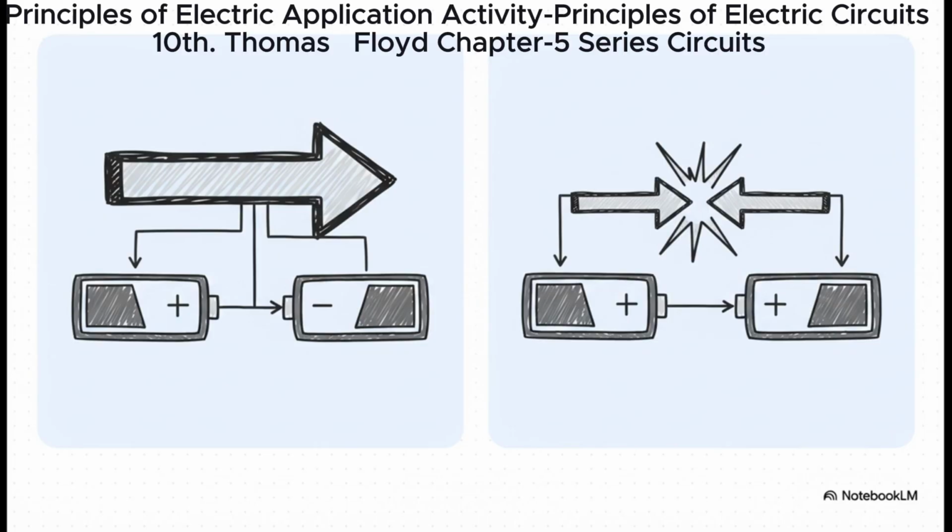If you connect them the right way, negative to positive, like on the left, their voltages add up perfectly. They're helping each other out. But if you flip one around, connecting them positive to positive, like on the right, they actually fight each other. The total voltage you get is just the difference between them, with the stronger one winning out.